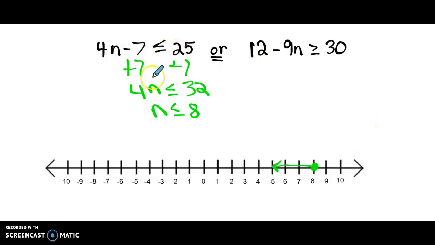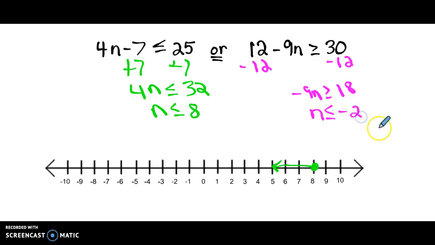So that's just for the first one. I'm going to grab another color here. Now let's solve this inequality. I'm going to subtract 12 from both sides. Let me get my 18. Bring down that negative sign. That would be a place a lot of people would lose that. And then if I divide by -9 here, that means I'm going to have to flip that sign. And I'll get n is less than or equal to -2.